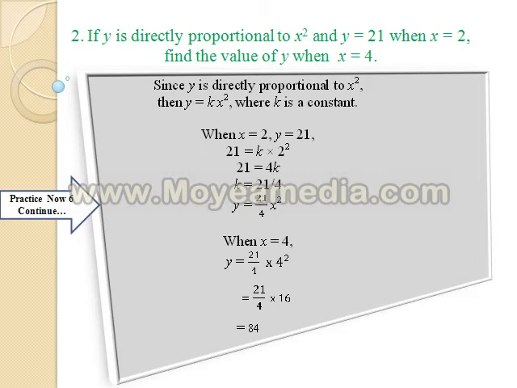And the very simple question is, then we need to find the value of y when x is equal to 4. So the solution is in front of you now. So since these two, y and x square, are directly proportional, we can write y is equal to kx square.